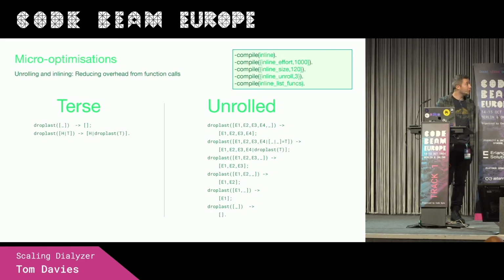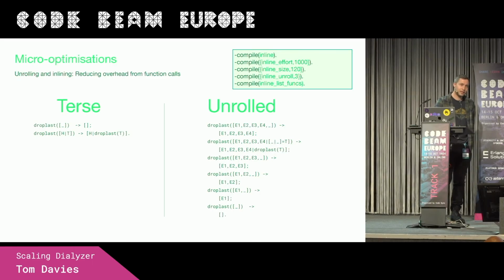So here I have an example of an original, terse, nice-looking drop_last function that takes a list and gives you a new list with everything but the last element.